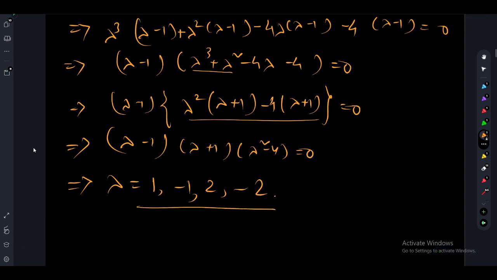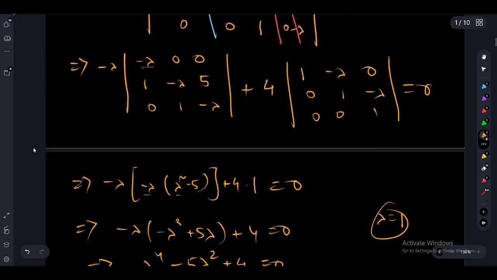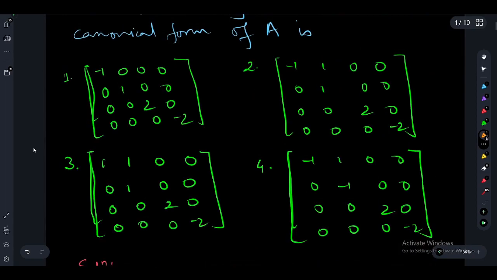Since the eigenvalues of the matrix are distinct, the canonical form of the matrix is a matrix whose diagonal elements are the eigenvalues of the matrix and all other elements are 0. And so in this case we can say that option 1 is correct.